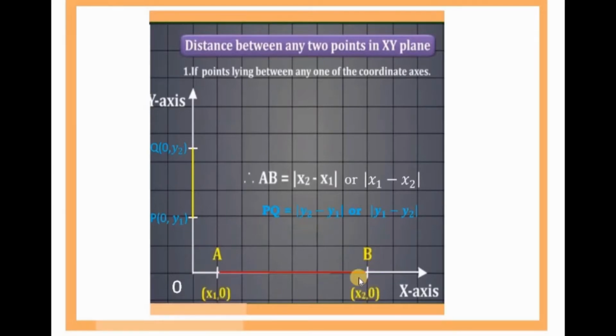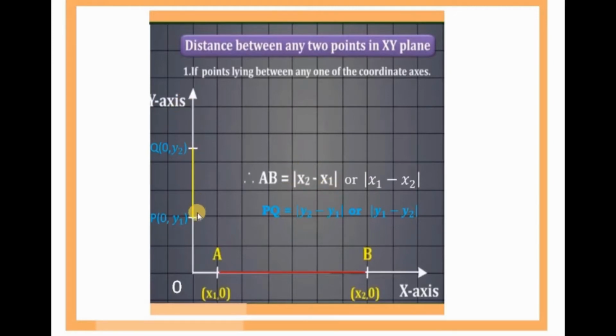So how to find the distance between these points? As simple as that, the formula is x2 minus x1 or x1 minus x2. This formula should be written in modulus.